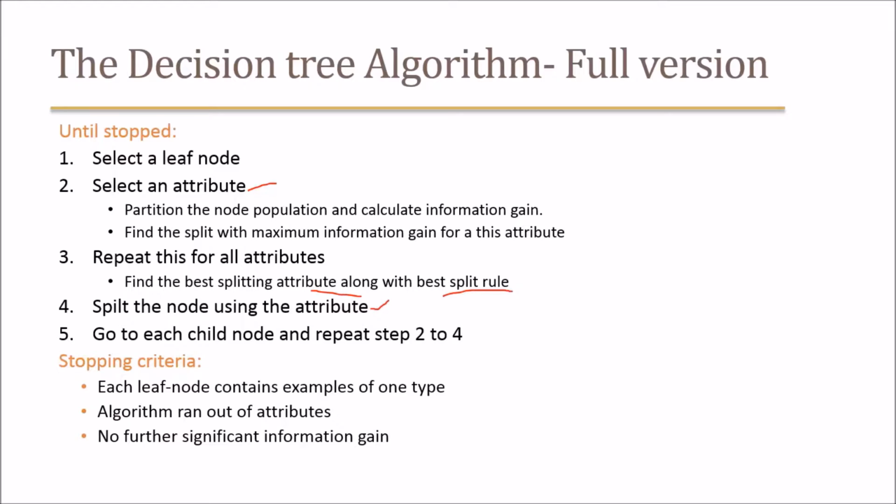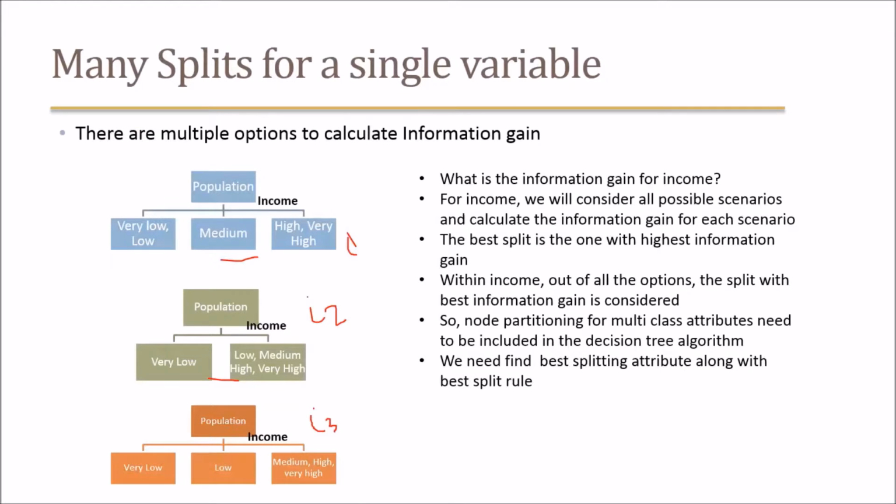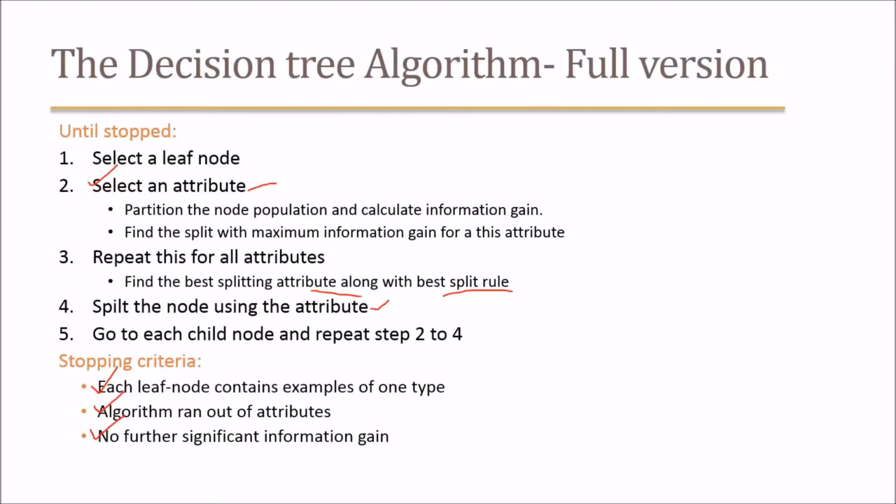Again we go to the child nodes and repeat steps 2, 3, 4 again and again until we reach the stopping criteria: each leaf node has no further records to split, the algorithm runs out of attributes, or there is no further significant information gain. So that is what we do when there are many splits possible for a single variable. This is a very usual scenario that we might face. So this is the decision tree algorithm, full version.